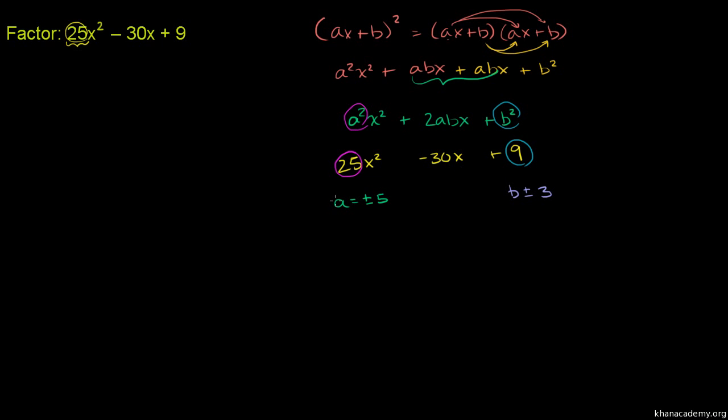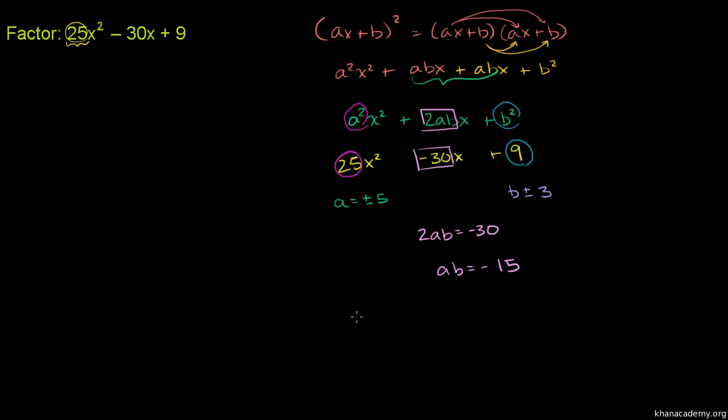Now let's see if this gels with the middle term. For this middle term to work out, 2ab needs to be equal to negative 30. Or if we divide both sides by 2, ab needs to be equal to negative 15. So that tells us, since the product is negative, one has to be positive and one has to be negative. Now, lucky for us, the product of 5 and 3 is 15. So if we make one of them positive and one of them negative, we'll get negative 15. So it looks like things are going to work out.